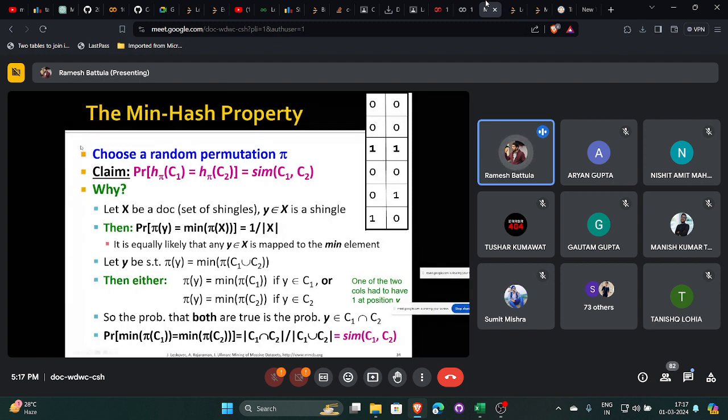That means what we are saying, we are claiming this one. How are we claiming this one? We are proving this one with the help of this particular theory. Are you clear now? Shall I move to the next slide?